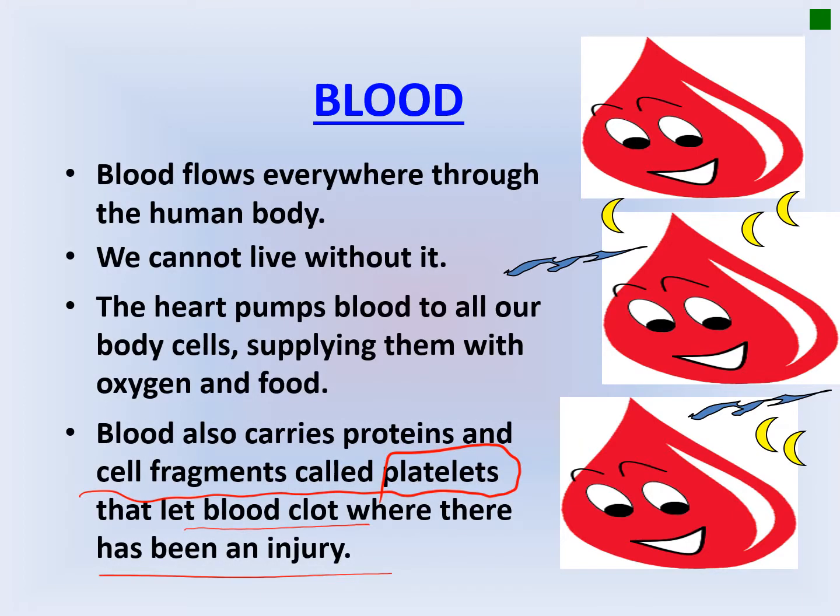cells. Blood. First of all, you have to know that blood flows everywhere inside our body. We cannot live without it. The heart pumps all the blood to all our body cells, supplying them with oxygen and food. Blood also carries proteins and cell fragments. It's very important to know they are called platelets. These platelets let the blood clot where there has been an injury.